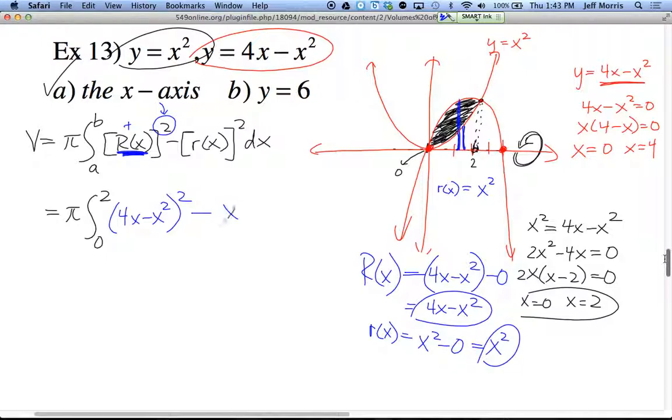So minus x squared, the inner radius squared. Don't forget to square them. And there's your setup for that. Okay?